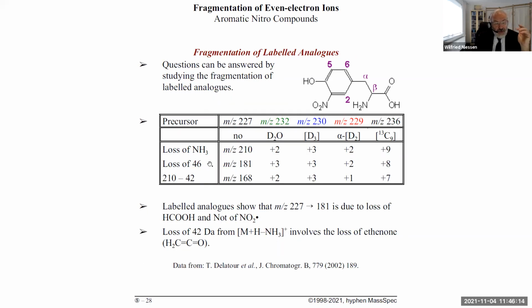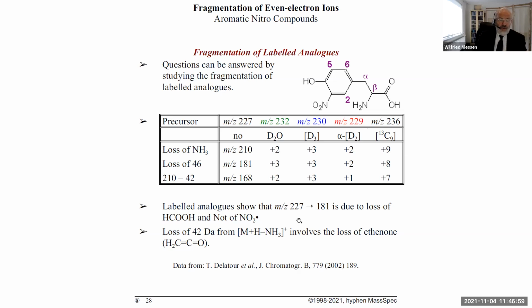If we want to find out whether the loss of 46 is loss of formic acid or the loss of NO2 dot, of course, we immediately start looking at the 13C9. And we see that we lose a carbon. So in fact, by doing this experiment, we have demonstrated that the loss of 46 is indeed the loss of formic acid and not the loss of NO2 dot. Because if it were the NO2 dot loss, this would be a +9 instead of a +8.